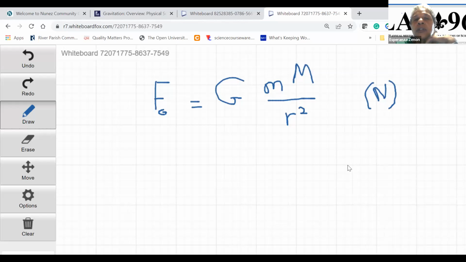Some of you lost points on the midterm because you didn't put units when you were supposed to, or you put the wrong units, okay? It's very important that you get the units correct because remember, this is about measurement. And if your unit is wrong, your measurement is wrong, okay? So now let's look at this big G. This is the gravitation constant.